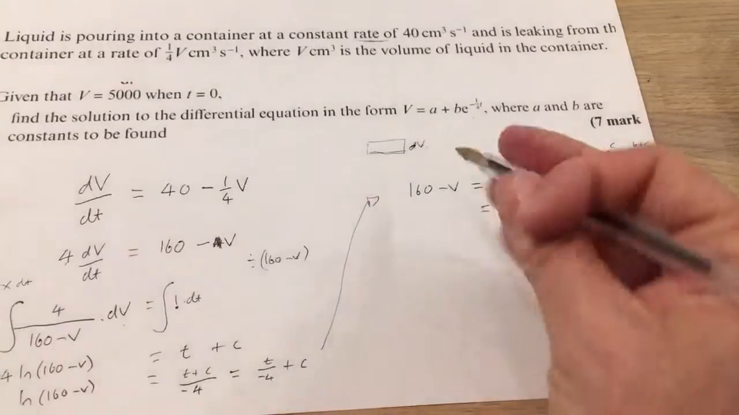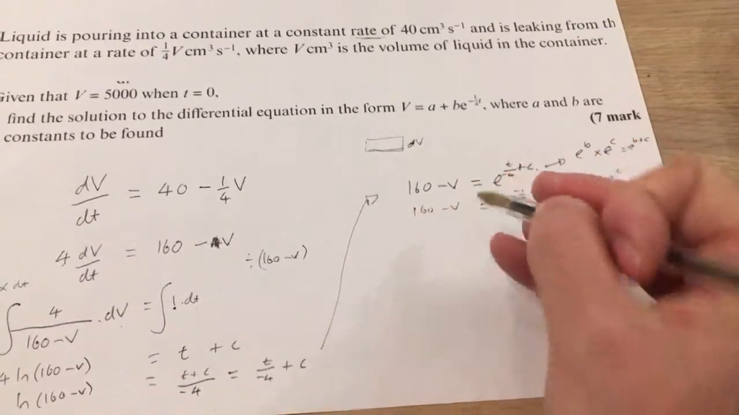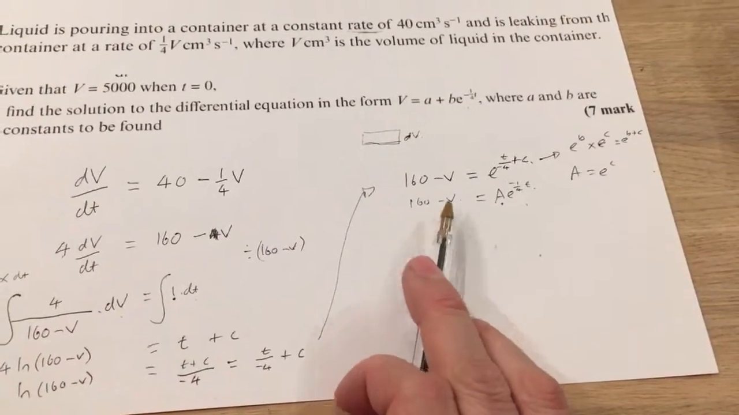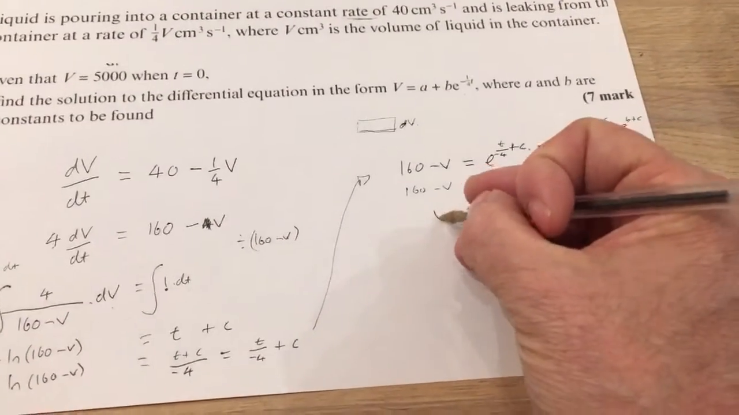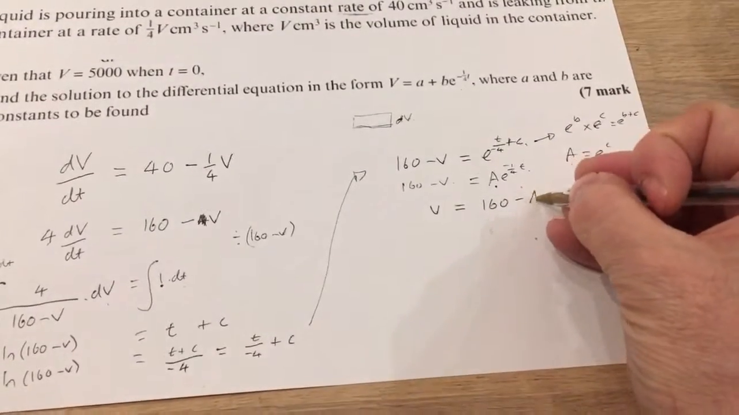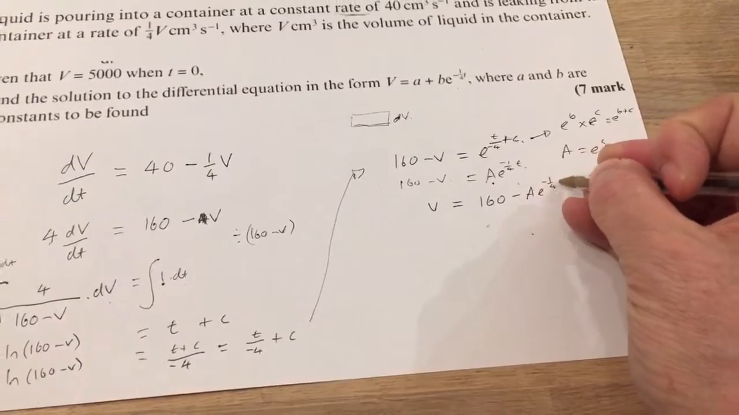Okay, and we've still got our 160 minus v, and so our final bit is we can see where we got our a from, and we got a times minus 1. So the final thing will be to do those two steps. So if we do that, we get v equals 160 minus a e to the minus quarter t.